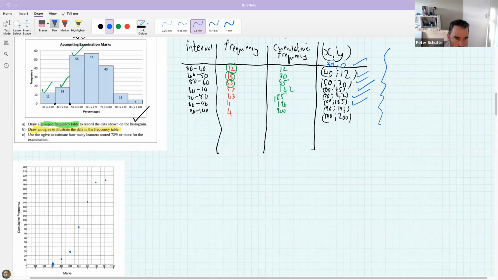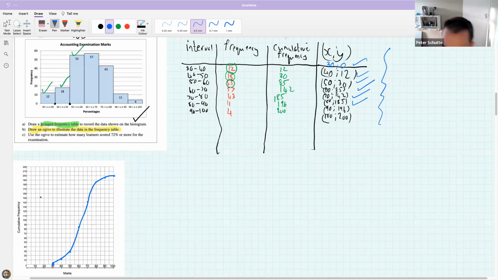90, 196. Oh, I've gone too far. There we go. And then 100, 200 is there. So these points are making up my ogive. And you can kind of see sometimes people say that an ogive has like a snaky shape or like an S shape, which you can kind of see over there.